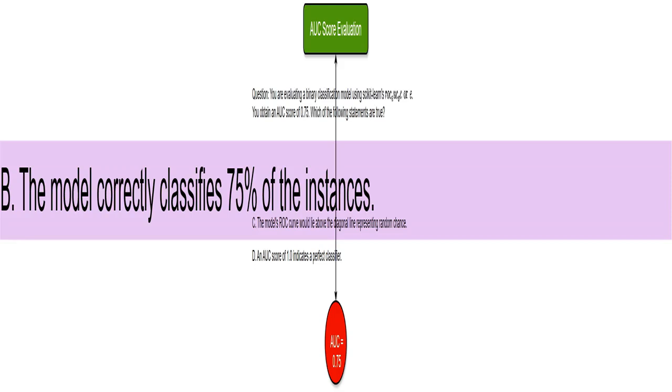This is false. The AUC doesn't directly measure the percentage of correctly classified instances. That's accuracy. The AUC measures how well the model ranks positive instances higher than negative instances.